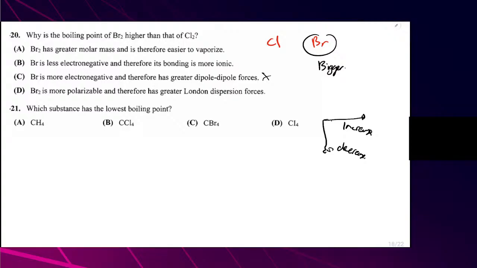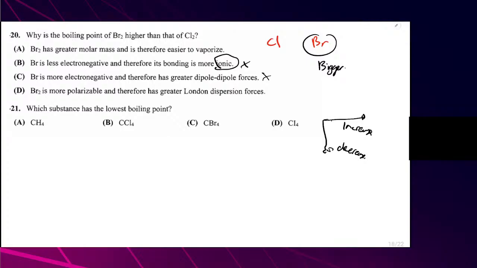Okay, why is the boiling point of Br2 higher than Cl2? Br is bigger and less electronegative. However, this is not ionic bonding. This one is non-polar bonding. With Br and Br, we know that it should not be ionic bonding. So the answer shouldn't be B, right?